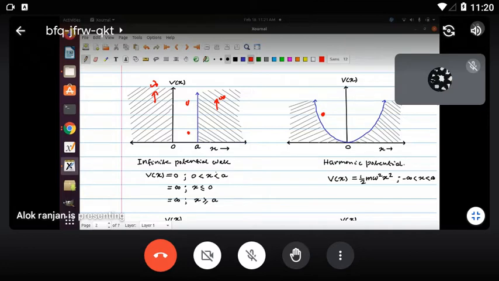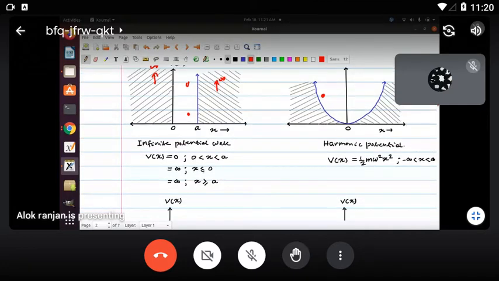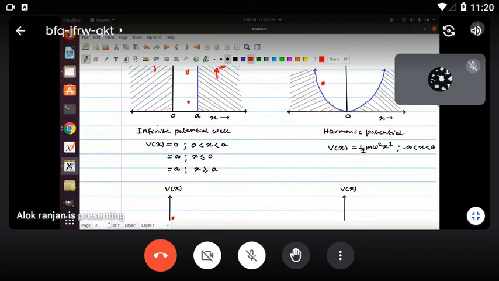Is it justified? Is it clear to everyone? Why is it called a particle trapped inside an infinite potential well? Yes, sir. And then the quantum particle in a harmonic potential. What is harmonic potential? It is half m omega square x square, which we have already seen in the oscillation chapter. And what is the value of x?